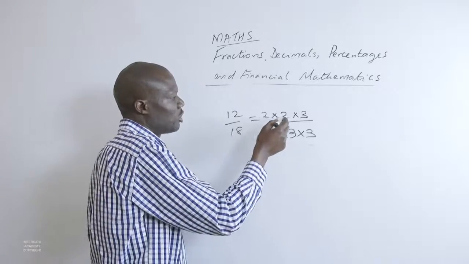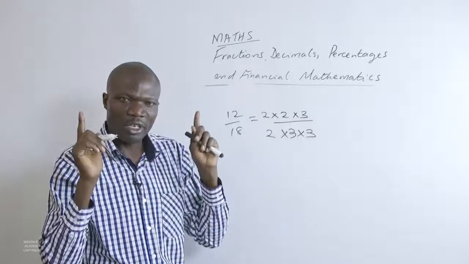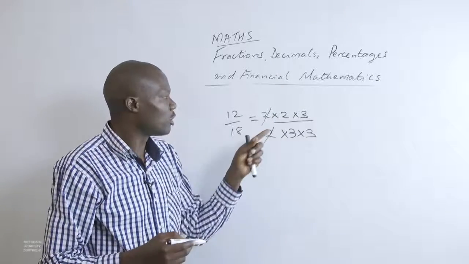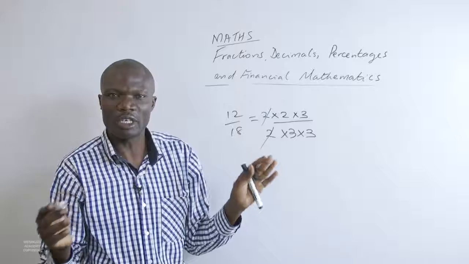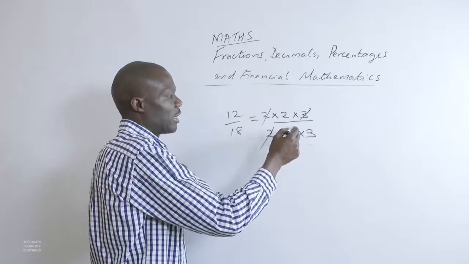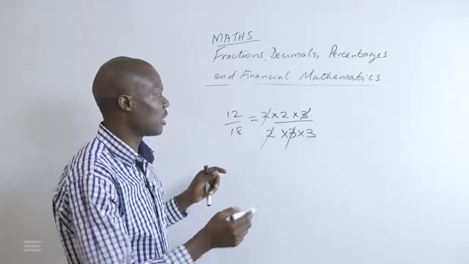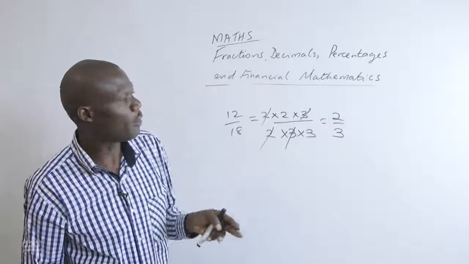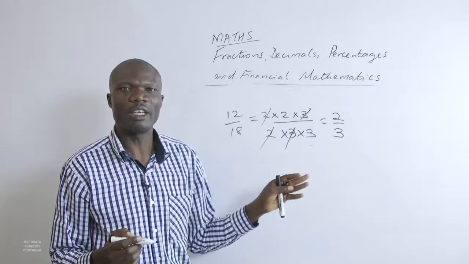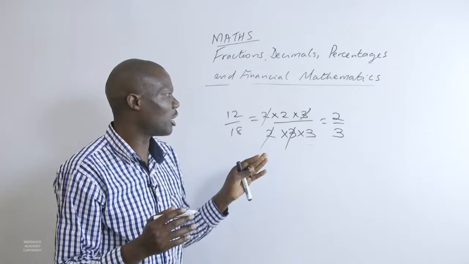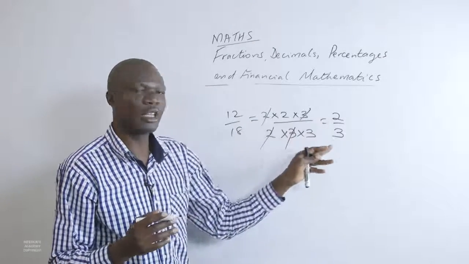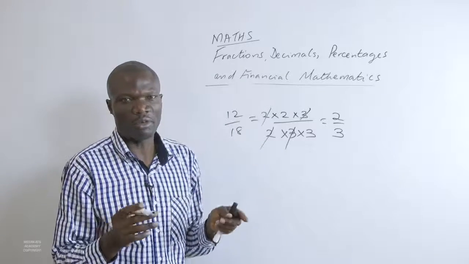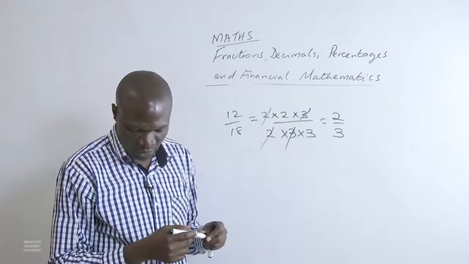We look for common factors. For example, 2 is up, 2 is down, and they only cancel once. So I'll cancel 2 and 2. 2 is here, but 2 is not there, so we don't cancel that. 3 is here, 3 is here, we cancel that. We shall remain with 2 over 3. Therefore, 2 over 3 and 12 over 18 form a pair of equivalent fractions.